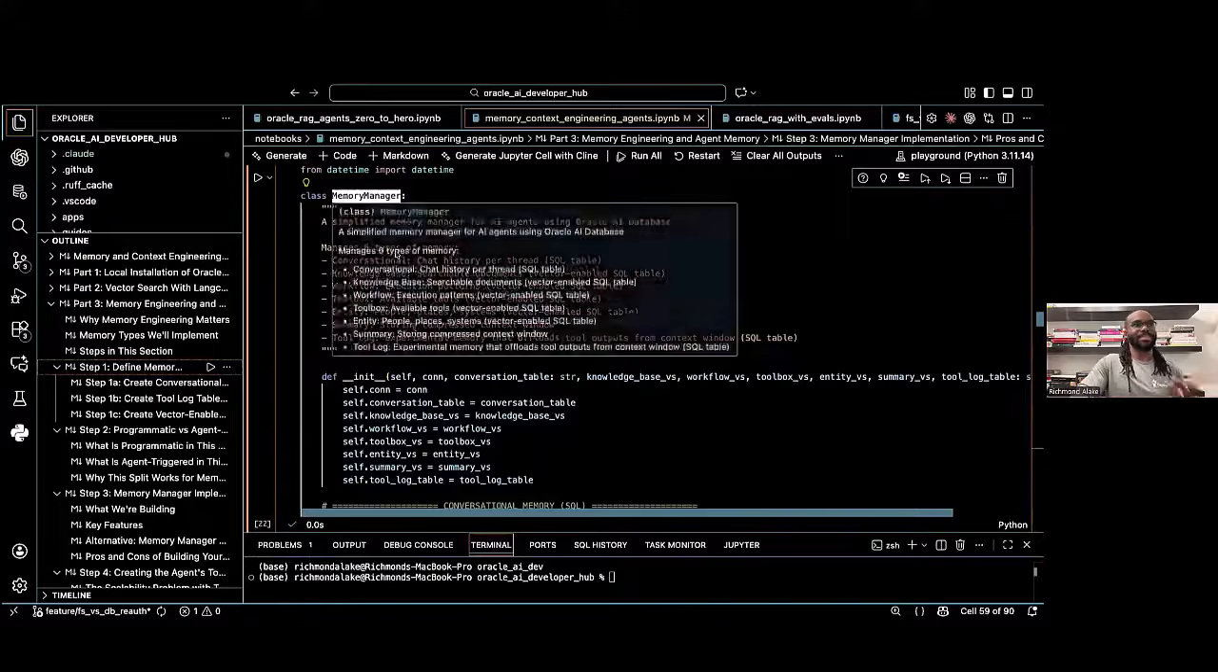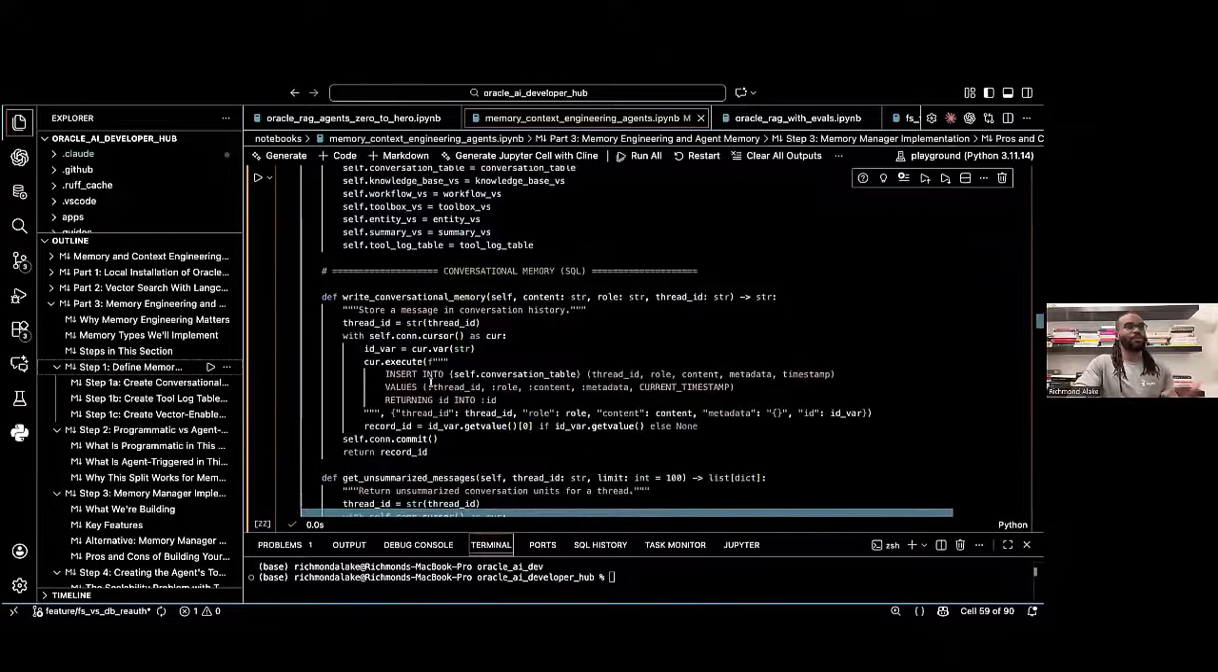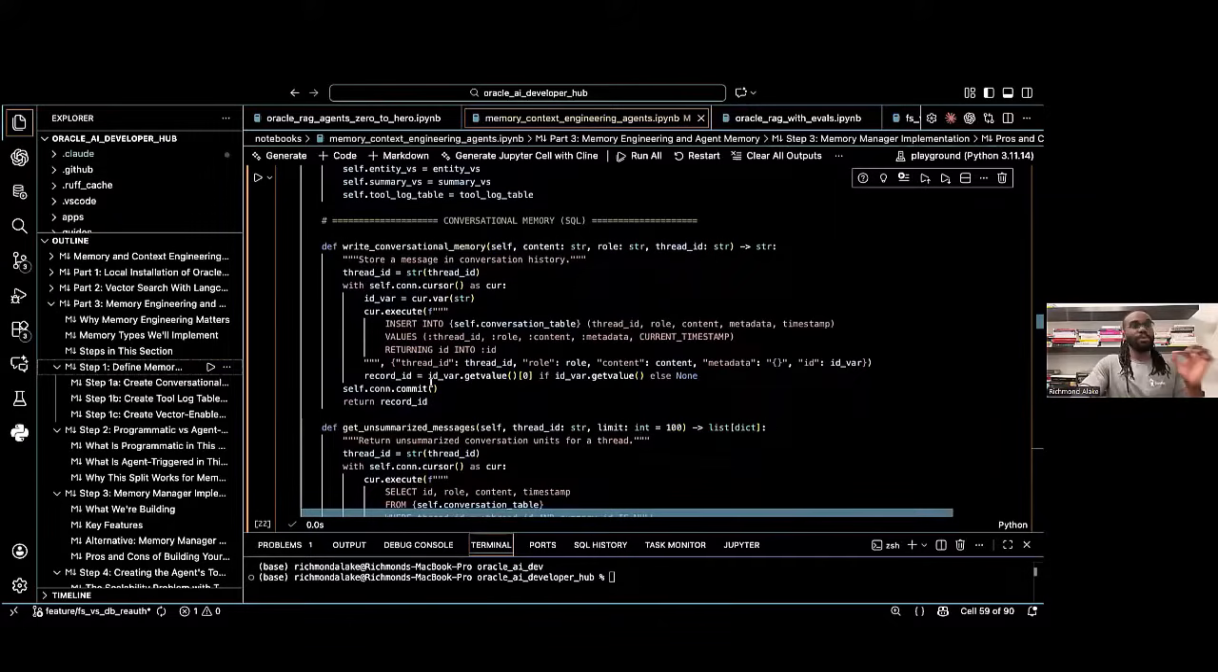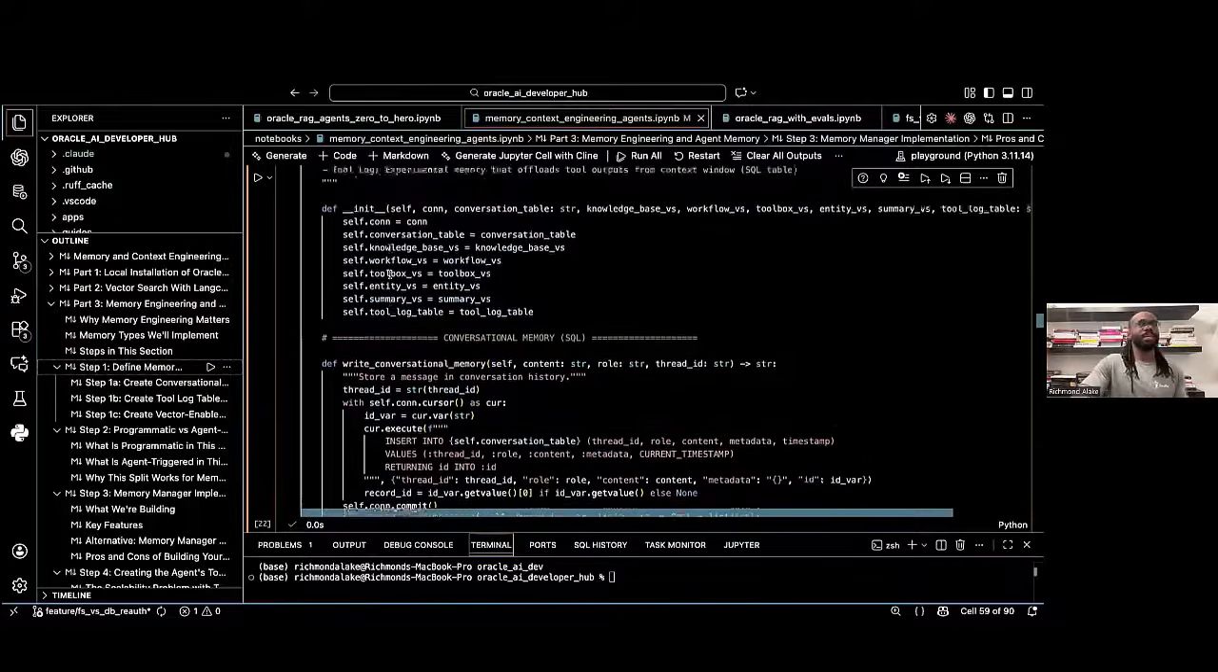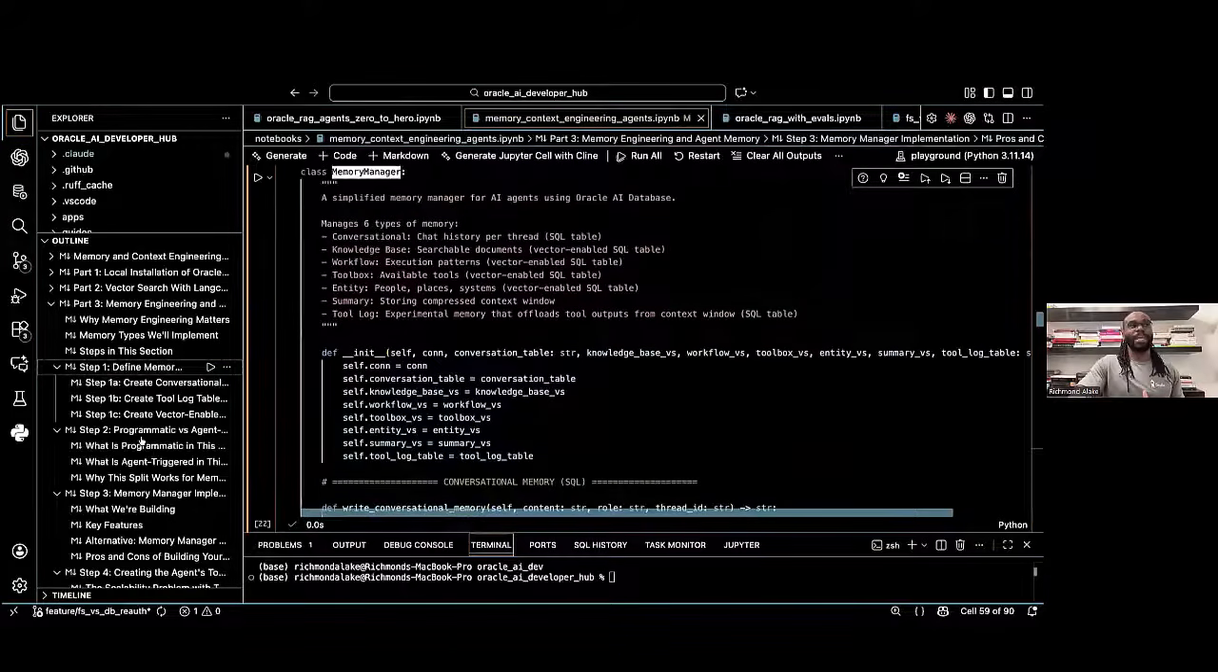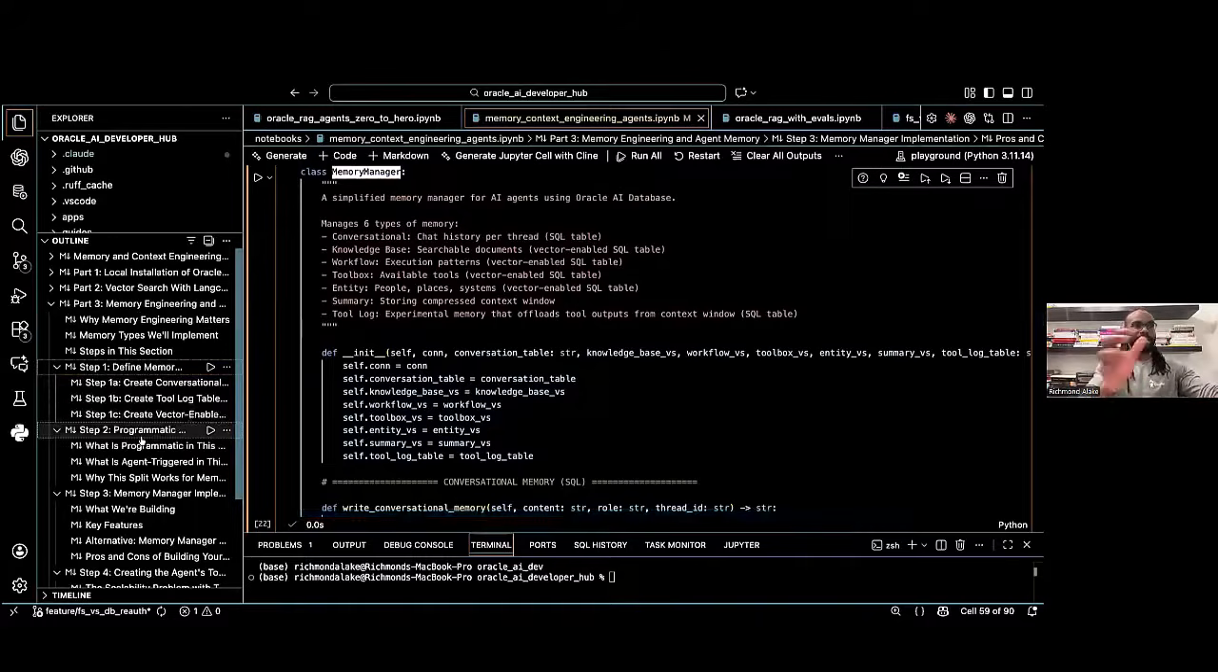So this is the class here. It's called MemoryManager conveniently, and it goes through different types of mostly read and write operations for all of the different types of memory that we have in our memory augmented, memory aware agent. And that's what that is talking about.